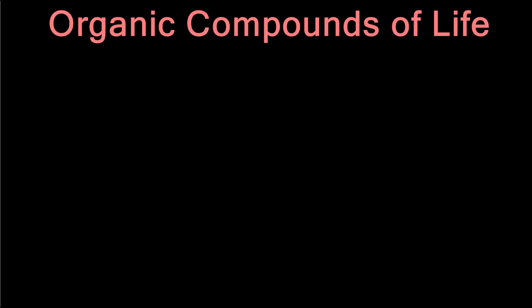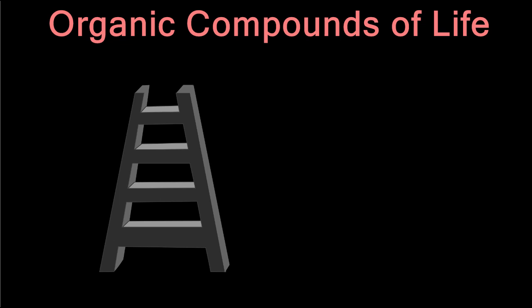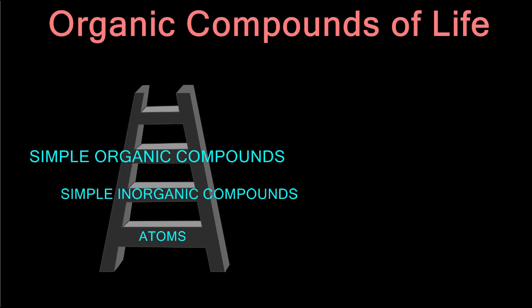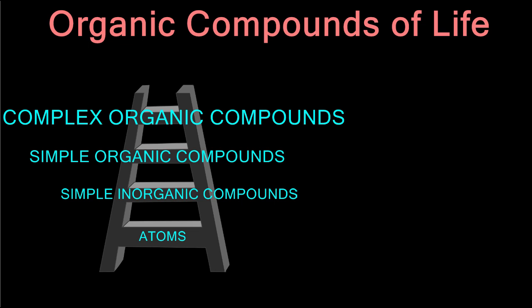The building blocks of life can be organized on a ladder where each component is made up of the items below it on the lower rungs. Atoms make up simple inorganic compounds. Simple inorganic compounds make up simple organic compounds. Simple organic compounds make up complex organic compounds. These complex organic compounds are what build living organisms, starting with the cell.